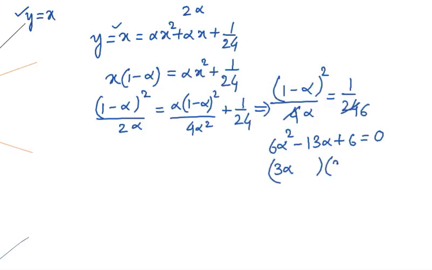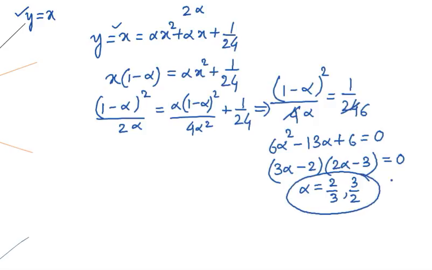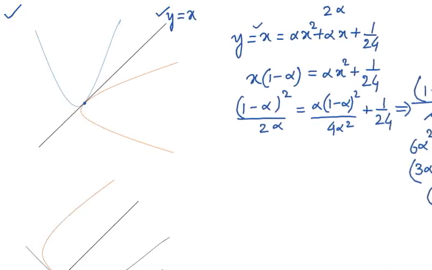it will be having two factors. So these are the two factors, 3 alpha minus 2 and 2 alpha minus 3. So we can say that the values of alpha will come out to be 2 by 3 and 3 by 2. So these two are possible values of alpha for which the second case will be imposed.